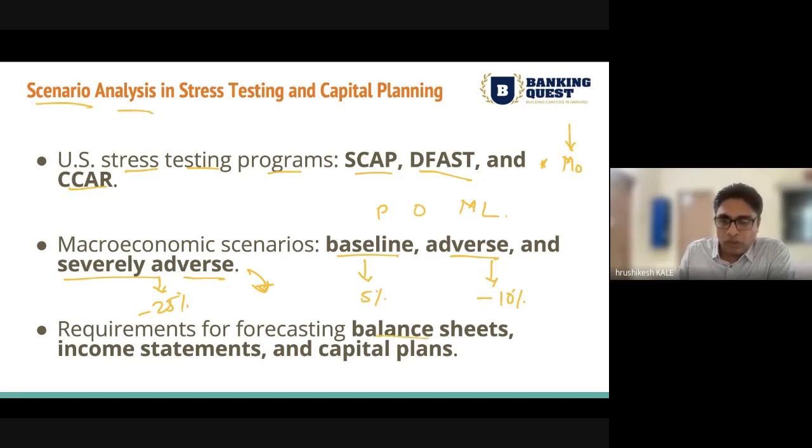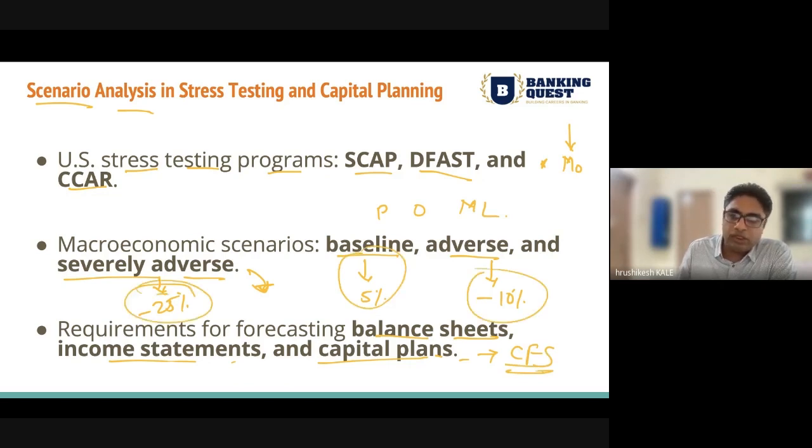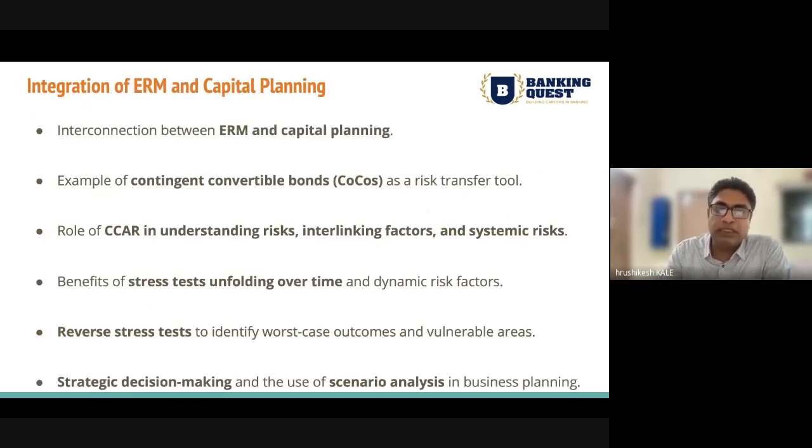Requirement of forecasting of balance sheets, income statement, and capital plan, along with cash flow statements also. So for the baseline scenario, adverse scenario, and severely adverse scenario, you need to calculate the balance sheet, income statement, and capital plan. So basically, you need to forecast. Okay.